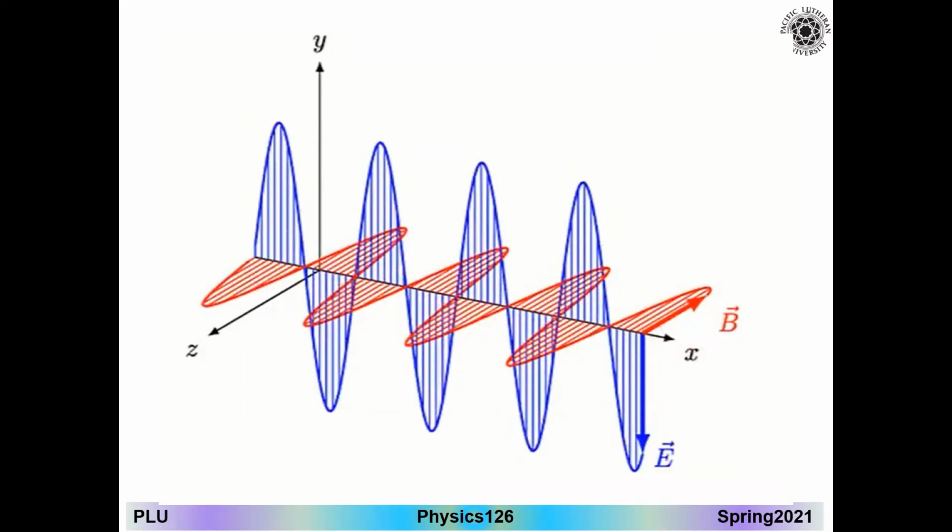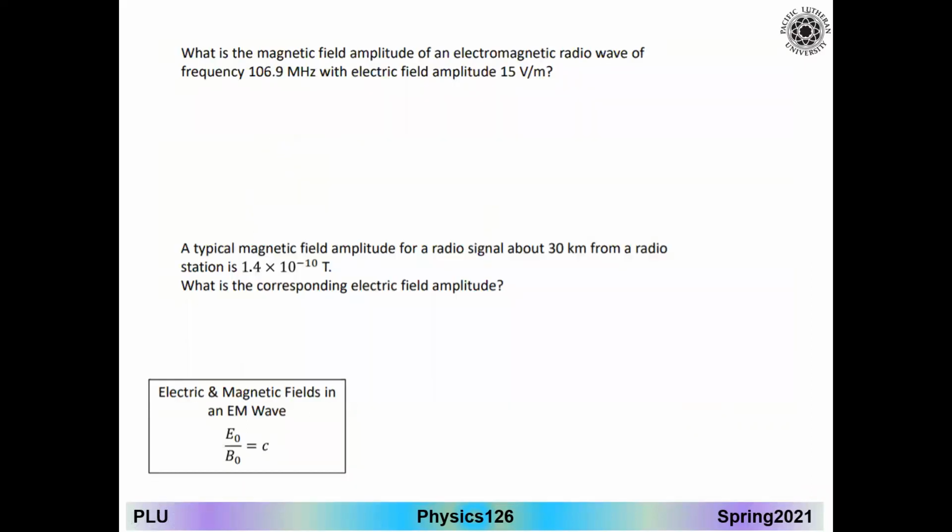So we solve some problems here, using that relation to find the electrical or magnetic field based on the problem. Let's start with the first one. In the first one, we are asked to find the magnetic field for an electromagnetic radio wave. It has a certain frequency and a certain electrical field, and we're asked to find the magnetic field. The frequency is out of context, so we don't use it in this problem; it's just extra information.